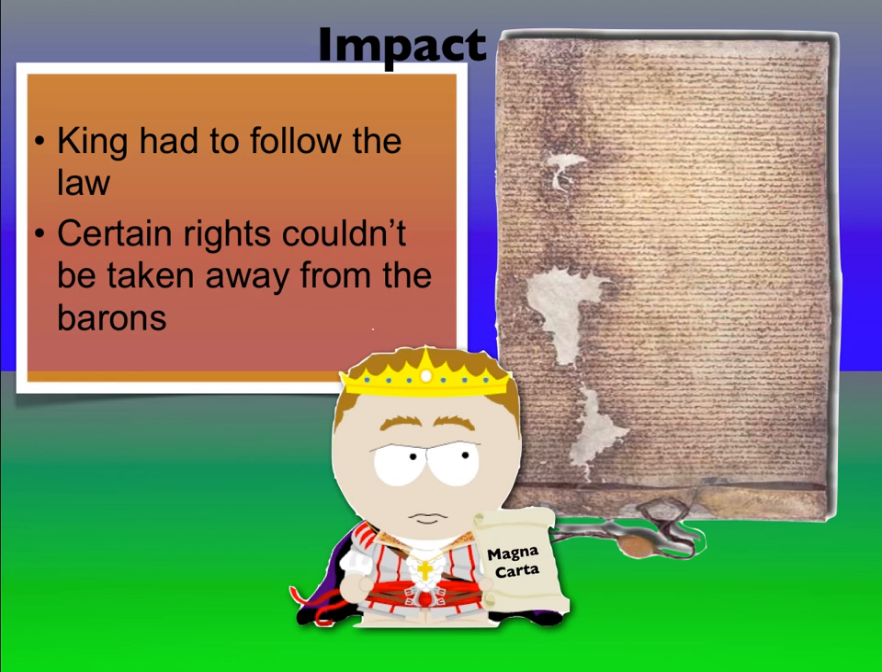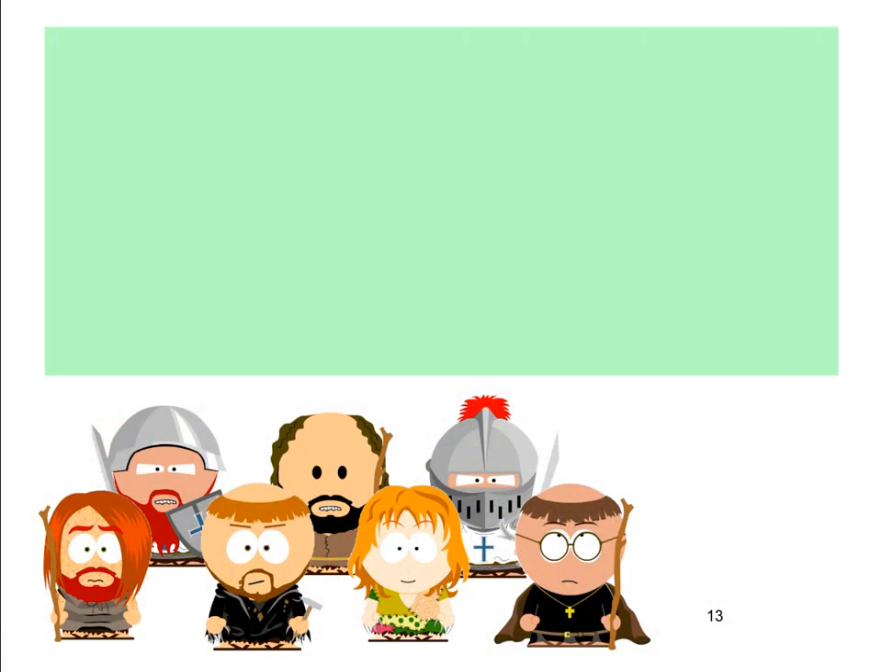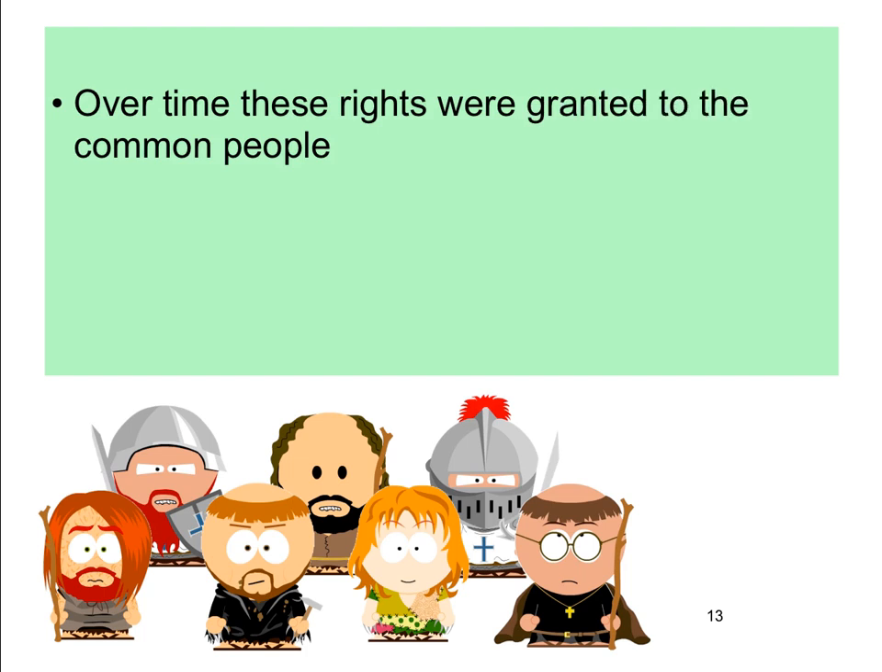This document forced King John to follow the law. He was told time and time again that he couldn't take away rights from the barons and that he couldn't just make new laws up or new taxes up without their consent. In the long run, some of these rights will eventually be passed on to the common people.